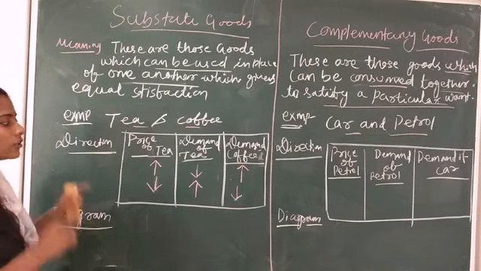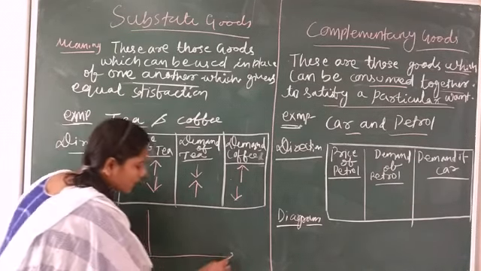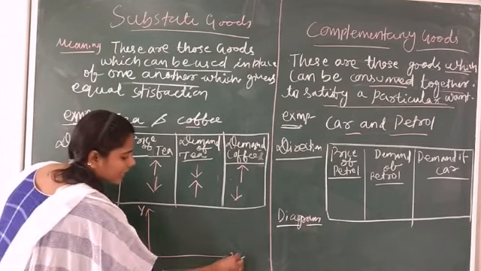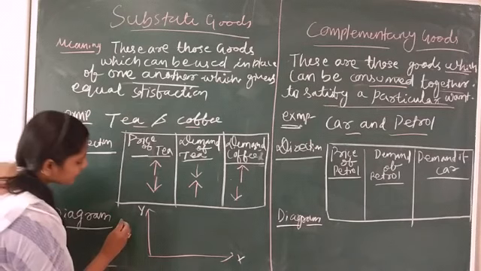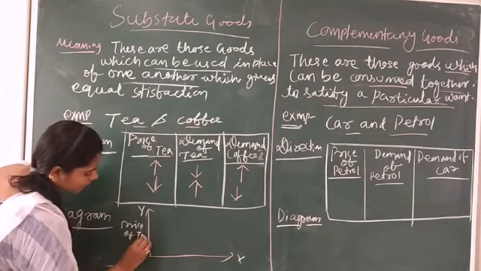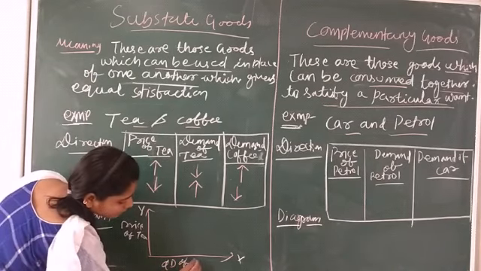So this can be explained through a diagram. So the diagram: this is the y axis, this is the x axis. The y axis indicates the price of tea, and here the x axis indicates the quantity demanded of coffee.